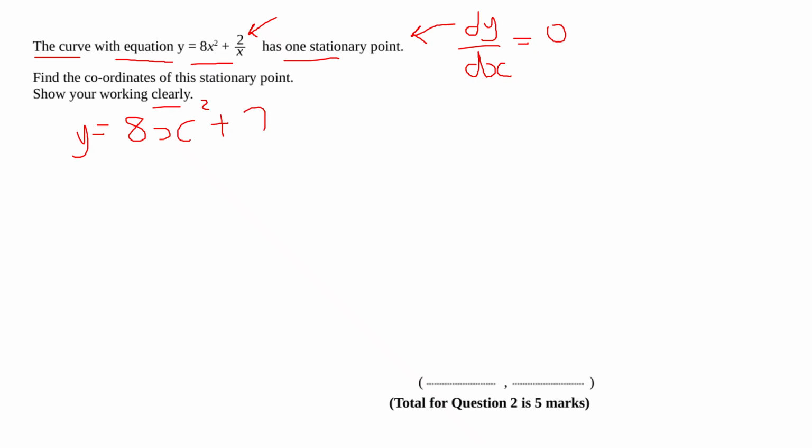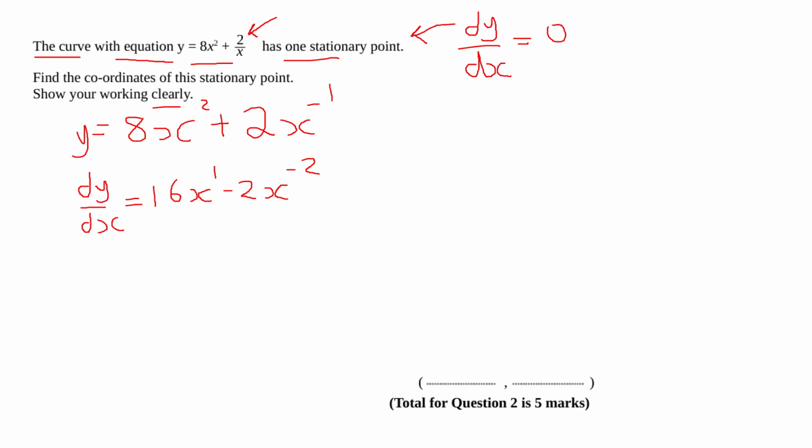Okay, what next? Well, to work out dy by dx, using our rules for differentiation, the power comes down as a multiplier and then the power reduces by 1. So dy by dx, we're going to have 8 times 2 is 16, then x to the power of 1, or just x. And then 2x to the minus 1 would be minus 2x, and then we knock off 1 in the power, so be careful here, it'll be minus 1, which is minus 2.